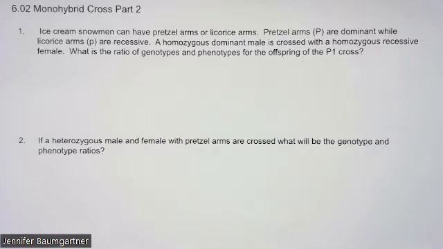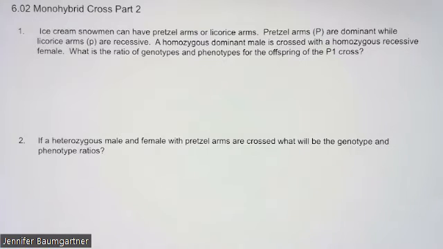Okay, this is the second part of the monohybrid cross lesson, and we're going to look at some practice problems here. So just for review, when we're looking at inheritance problems, we're talking about the parents' gametes. So we're talking about what alleles can possibly be in the gametes from mom, and what alleles can be in the gametes from dad. And the law of segregation and independent assortment tells us this should be completely random.